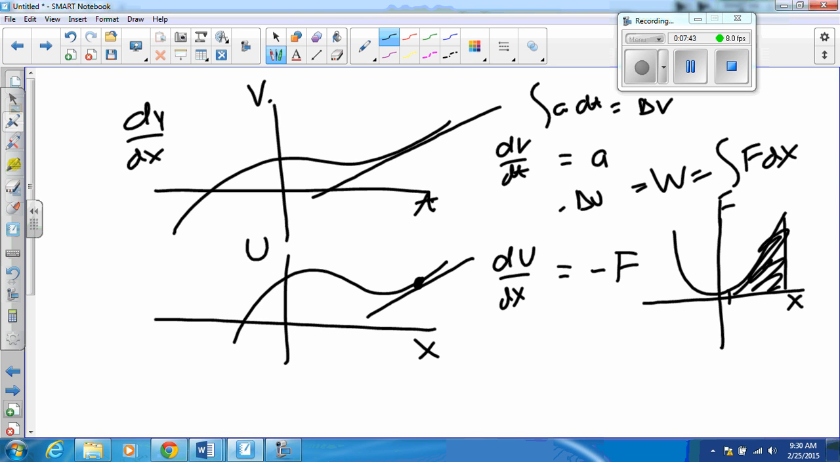Okay? So the general answer to your question is, if I integrate a rate, I get the total change in motion.